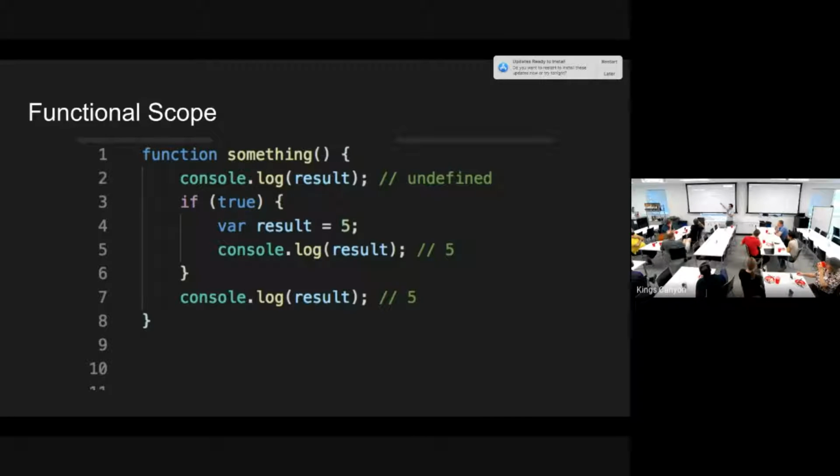If the if statement wasn't true, then this would print undefined, and this would print undefined as well. The compiler is not going to check the value of this Boolean and decide whether to evaluate that block. It's just going to see this declaration, attach it to the scope of something, and initialize it to undefined. And then when you actually run, you're just going to get undefined in both of these places.